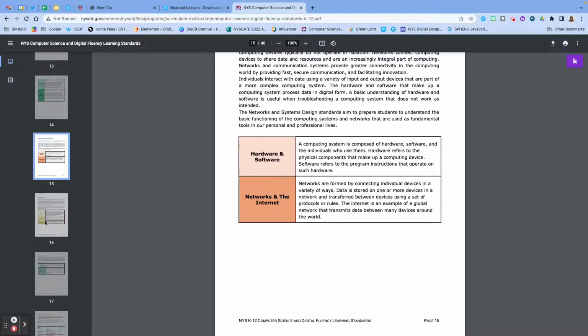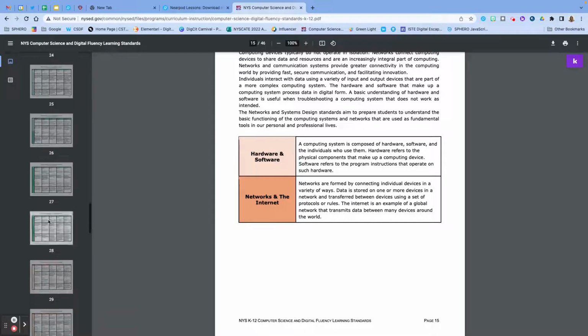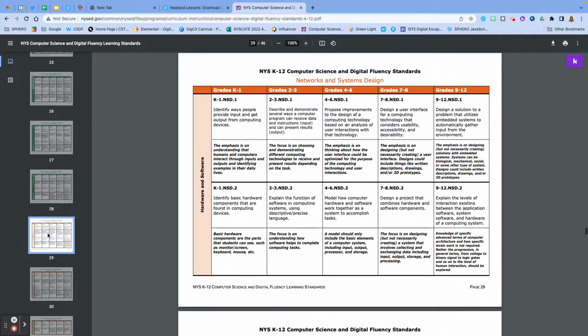I'm going to scroll now over to the actual standard pages, which starts on page 29 on this PDF, so that we can dive into the standards. The first sub-concept area for networks and systems design is hardware and software. Really, at the beginning, we're looking at basic input and output. You put information in, what happens to that information when it comes out? And where does it come out? And how does it work?